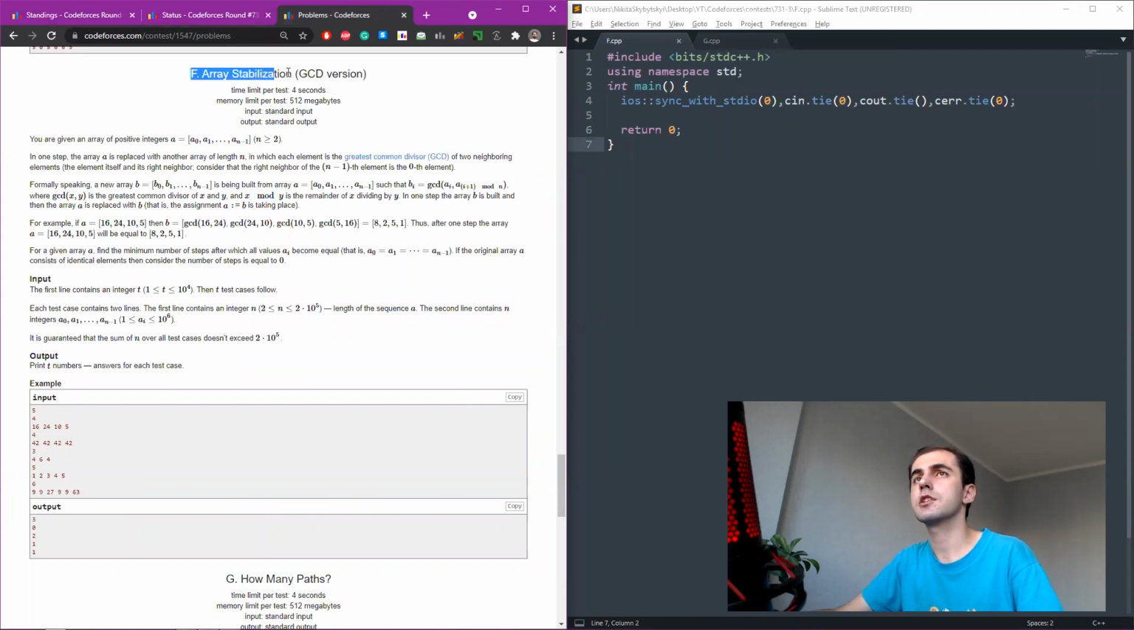Stabilization, GCD version? Oh no. This is a problem that I have not solved, and I did not read the editorial for it. Okay, we are given an array of positive integers. In one step the array is replaced. We make some operation. A new array is being built such that B_i is the GCD of 2 consecutive elements. Okay.